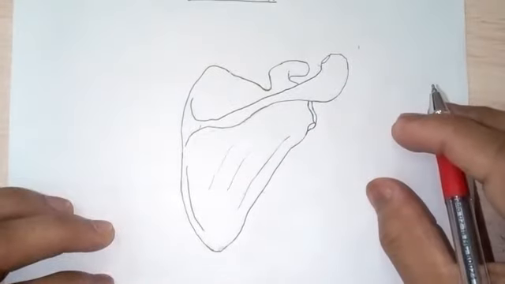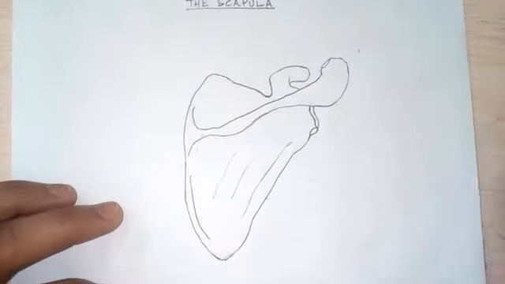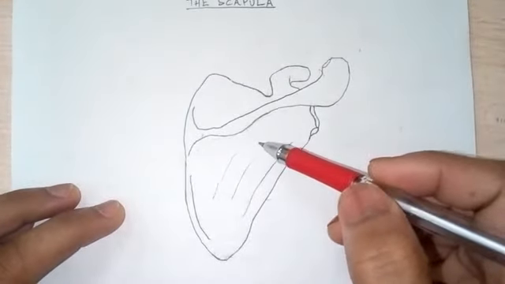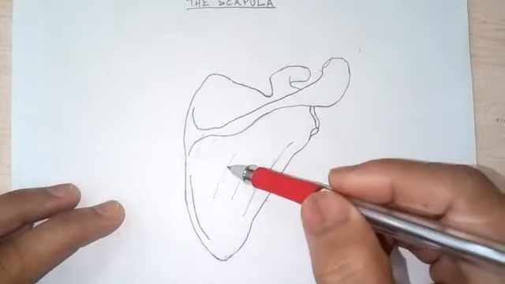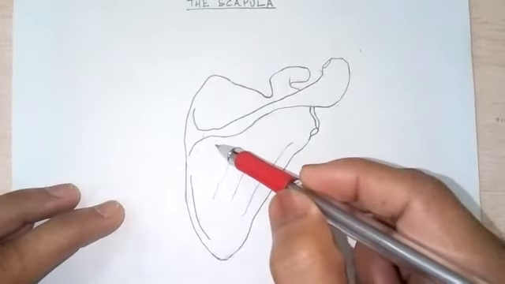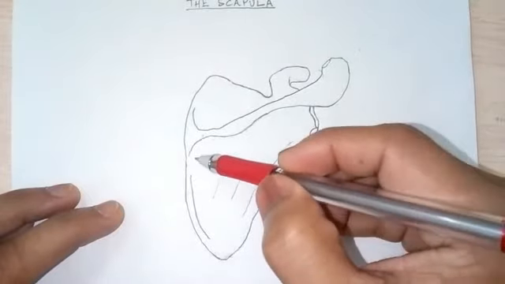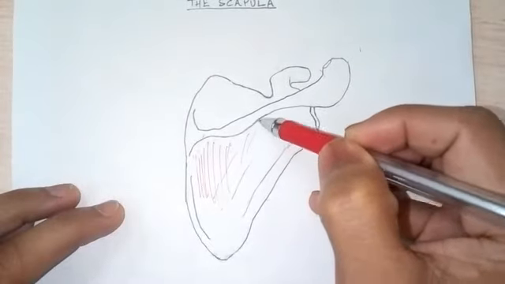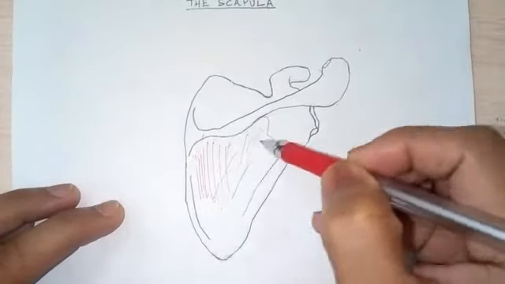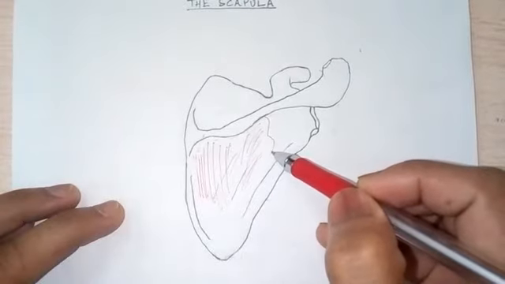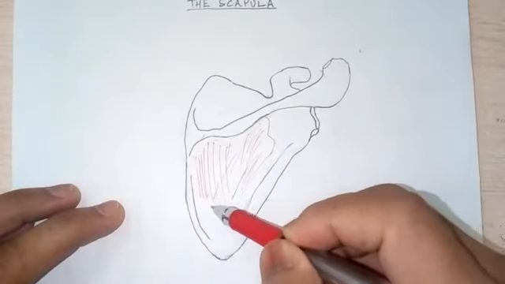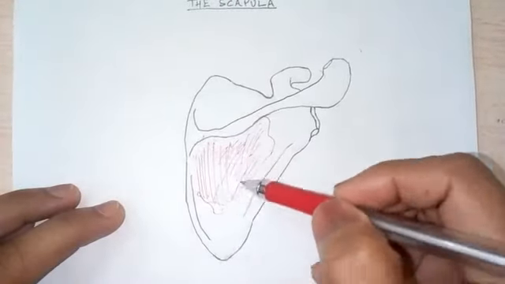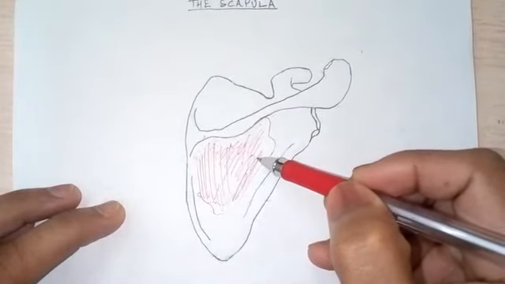So coming to the dorsal surface, dorsal aspect, we have already talked about the infraspinatus fossa. In the infraspinatus fossa, there is the infraspinatus muscle. Most of this area, taking up to this area, it is covered by the infraspinatus muscle. So this large area is covered by the infraspinatus muscle.